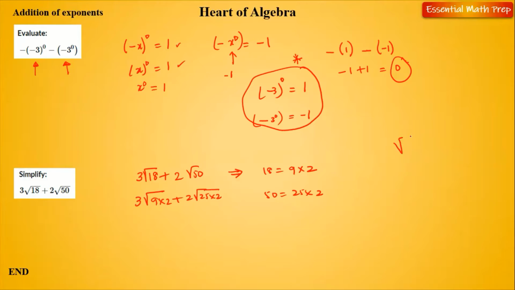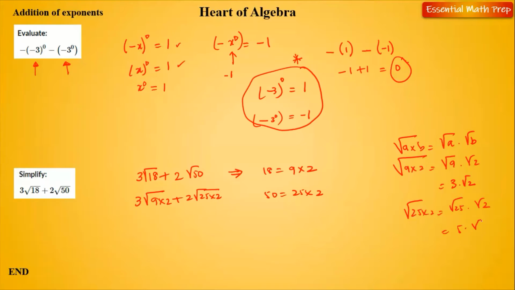Now, when you have the square root of a times b, it is the same as the square root of a times the square root of b. So the square root of 9 times 2 is the square root of 9 times the square root of 2. Square root of 9 is 3, times √2. Similarly, the square root of 50 is the square root of 25 times 2, same as 25 times √2. Square root of 25 is 5 √2.